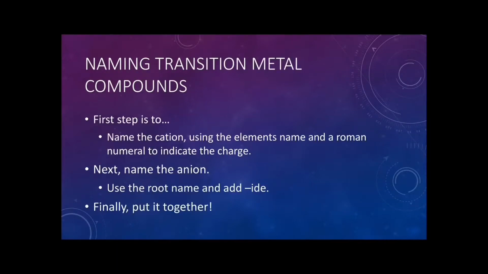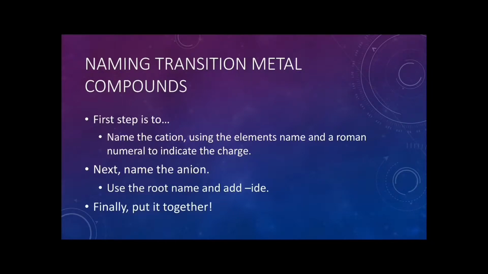All right. But now what happens if this isn't a compound? How do I name that? Well, first step, we name the cation using the element's name and the Roman numeral to indicate its charge. Typically, all the transition metals will be a cation.